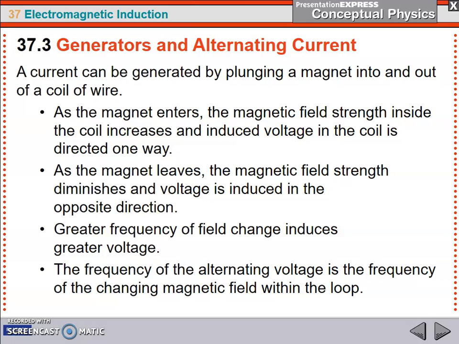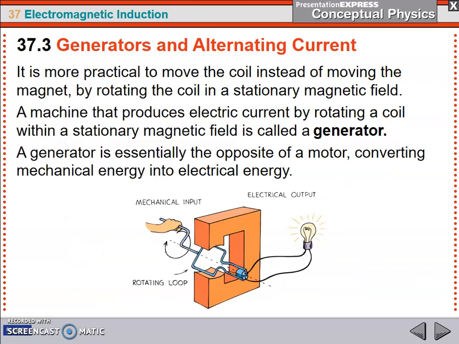The frequency of the alternating current is the frequency of the changing magnetic field within the loop. So the frequency of the alternating voltage, how fast it's going up and down, is the frequency of the changing magnetic field within the loop. All right, this is going to get easier with pictures.